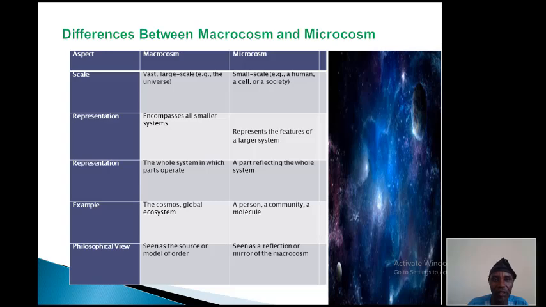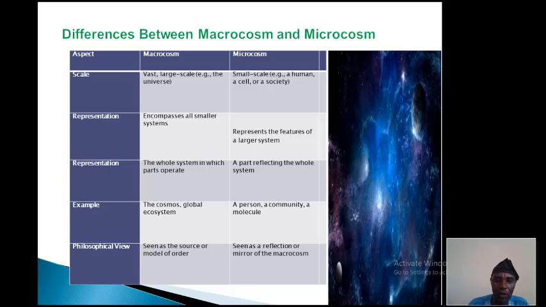Under representation, it encompasses all smaller systems. Here it represents the feature of a larger system. Here we have the whole system in which parts operate. Here we have a part reflecting the whole system.